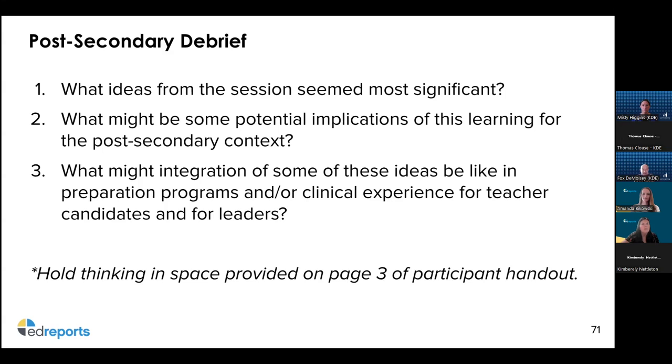Okay. And if you're still thinking and jotting, that's okay. But as you all are ready, we're going to partition this a bit and we're going to take the first question first and then we'll bundle the second and third. So for that first question, from your perspective, what ideas from the session seemed most significant? So either posting in the chat or sharing aloud might be good. From your unique perspective, what ideas from the session seemed most significant when we think about that post-secondary context?